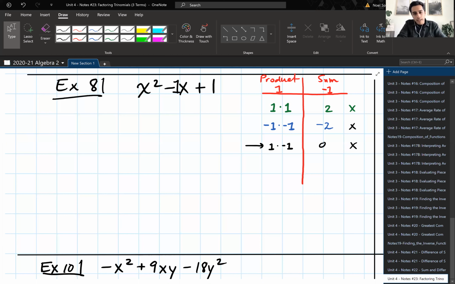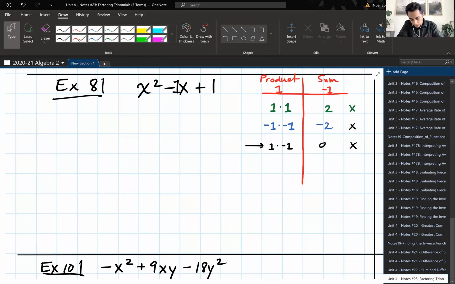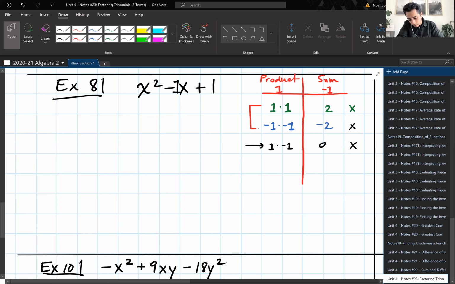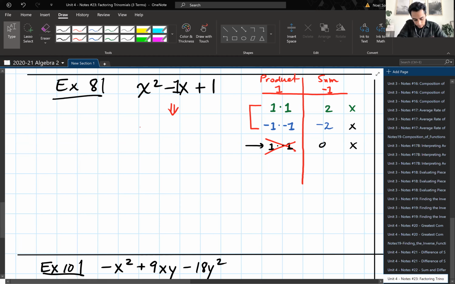So what happens when we can't factor the polynomial? What do we say? Yeah, this is a prime, right? Because you've exhausted your options. These two were your only options. This one was never a valid option because it never actually satisfied the product of positive 1. So when you run out of options, you exhaust all your options, this is what we call a prime. So it's a polynomial that cannot be factored. It is already in its simplest form.